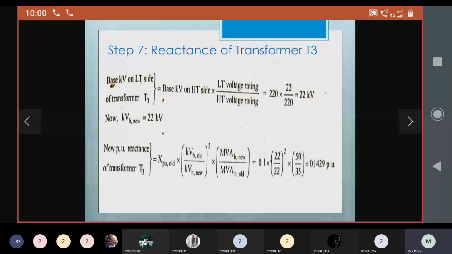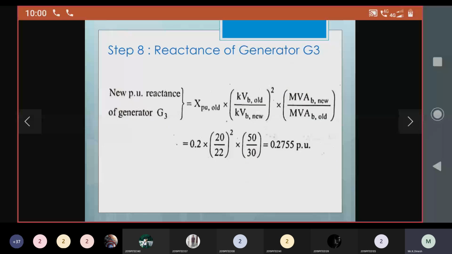So the old values are machine values and the new values are the determined values, that is base values. 0.2 into 20 by 22 the whole square into 50 by 30. You may get 0.2755 per unit.